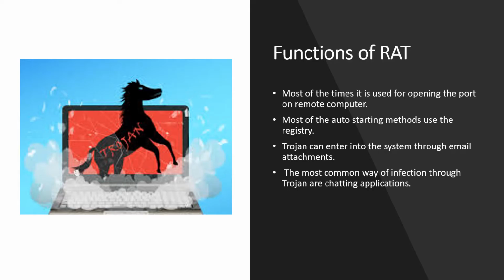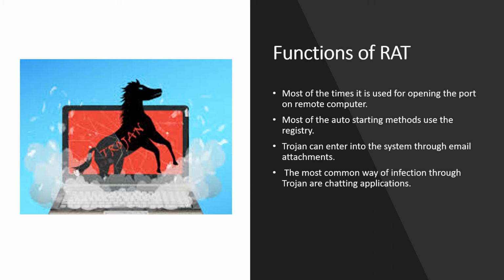Next are the functions of a remote access Trojan. Trojans generally run on the target computer in hidden mode, so even the user cannot find it in the control panel. Depending on the coding of the Trojan, it is configured for different functions. Most of the time it is used for opening a port on the remote computer. An open port can be the entry point for the hacker into the system, and the intermediary who opened this port is a Trojan.